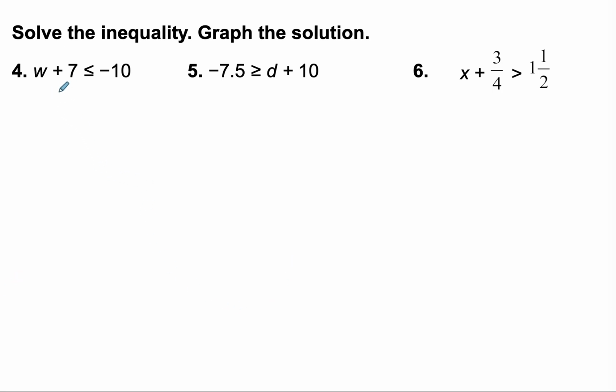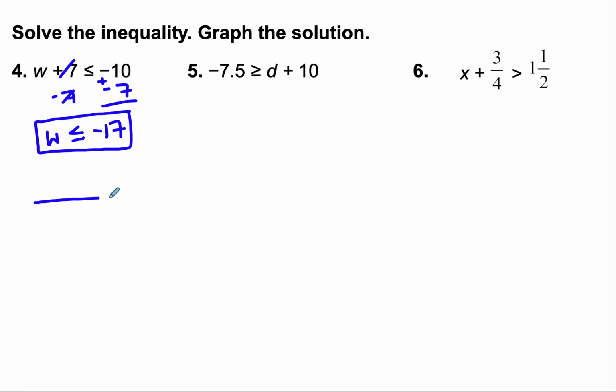So here I have a plus 7. I'm going to cancel out by subtracting 7. 7 minus 7 is 0, leaves me with w. Bringing down my less than or equal to. I'm going to do a boom boom here, make that negative 10 plus negative 7. That's negative 17. So w is less than or equal to negative 17.